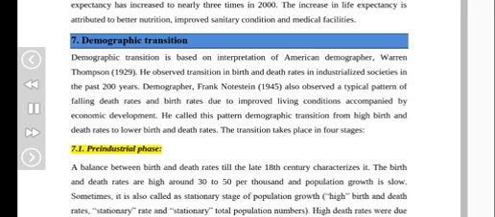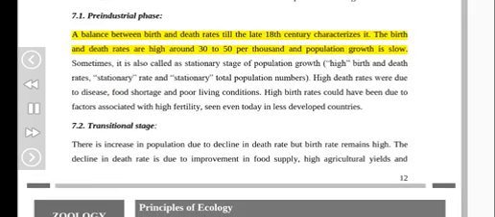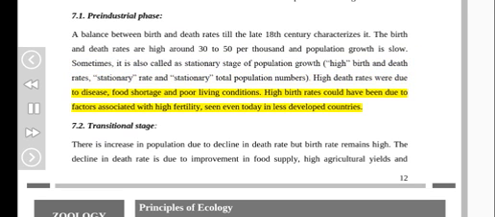7.1. Pre-industrial phase. A balance between birth and death rates till the late 18th century characterizes it. The birth and death rates are high, around 30 to 50 per thousand, and population growth is slow. Sometimes, it is also called a stationary stage of population growth: high birth and death rates, and stationary total population numbers. High death rates were due to disease, food shortage and poor living conditions. High birth rates could have been due to factors associated with high fertility, seen even today in less developed countries.